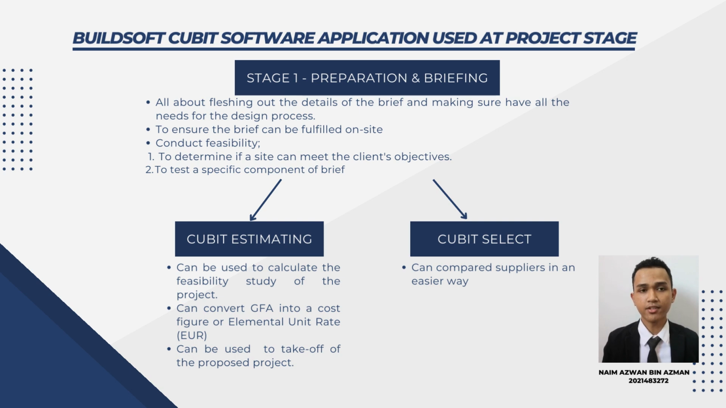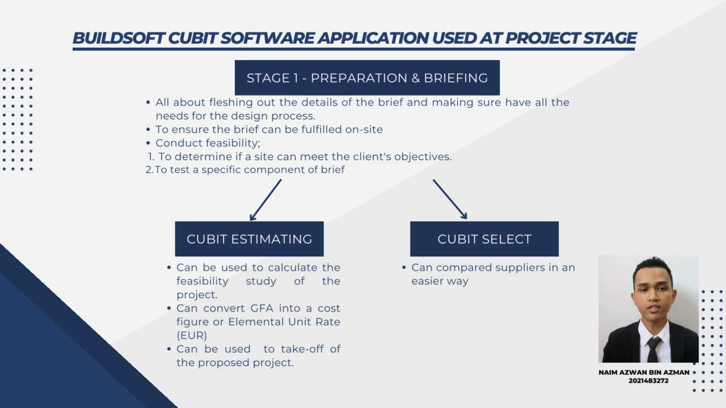In addition, at stage 1, the two types of Qubit BuSoft, which are Qubit Estimating and Qubit Select, play an important role in making sure the project is successful. In this stage, Qubit Estimating can be used to calculate the feasibility study of the projects. It is because, according to the survey that has been distributed, the cost that has been estimated can make the client aware of their income and outcome.